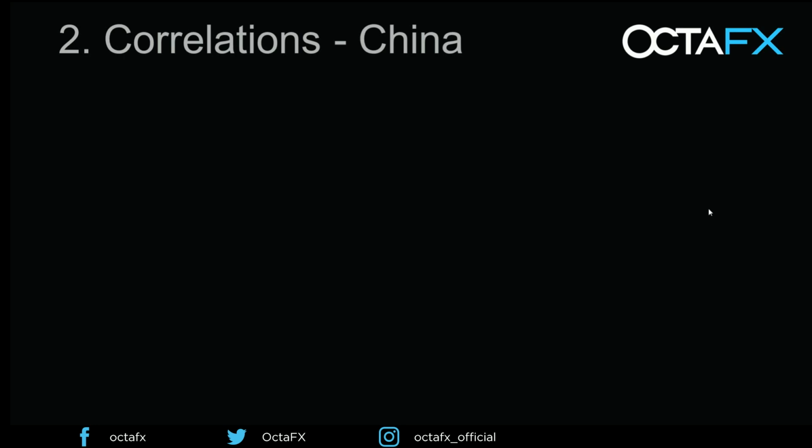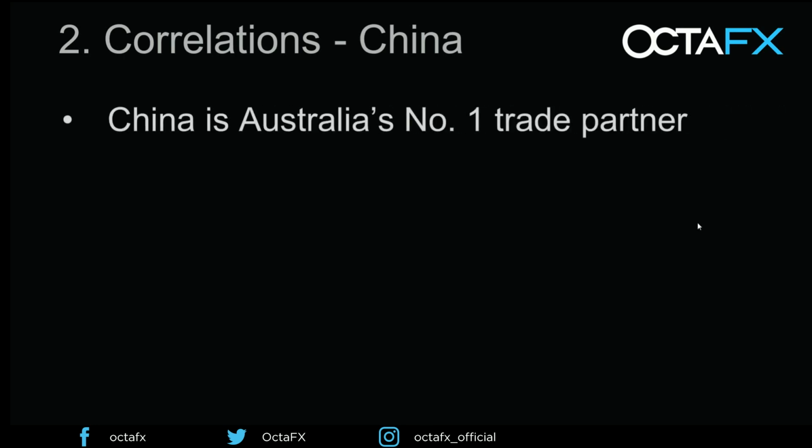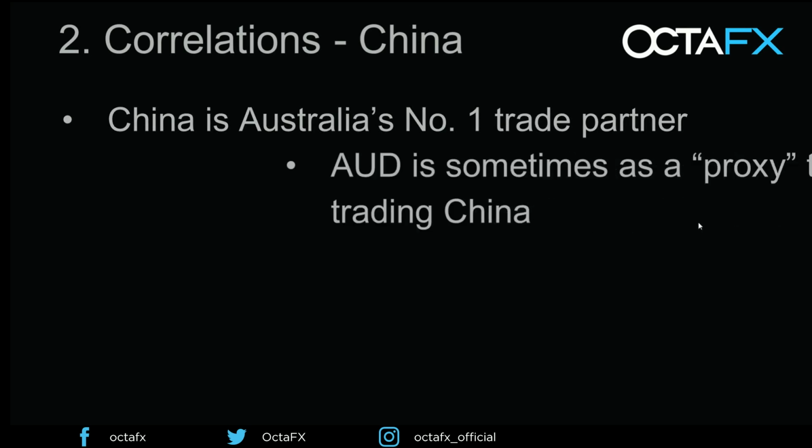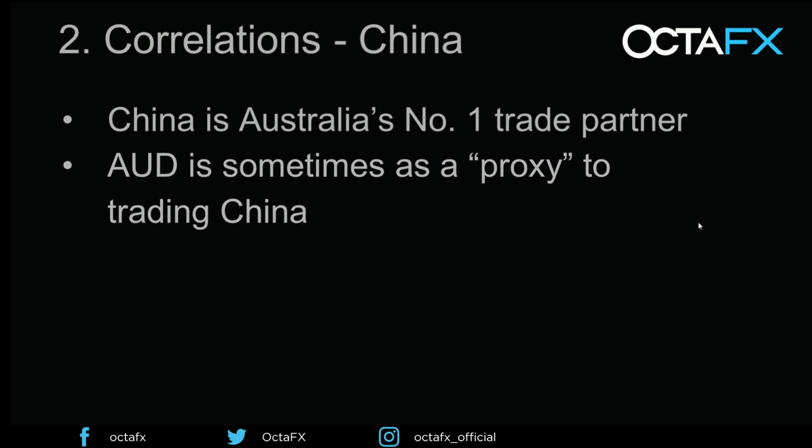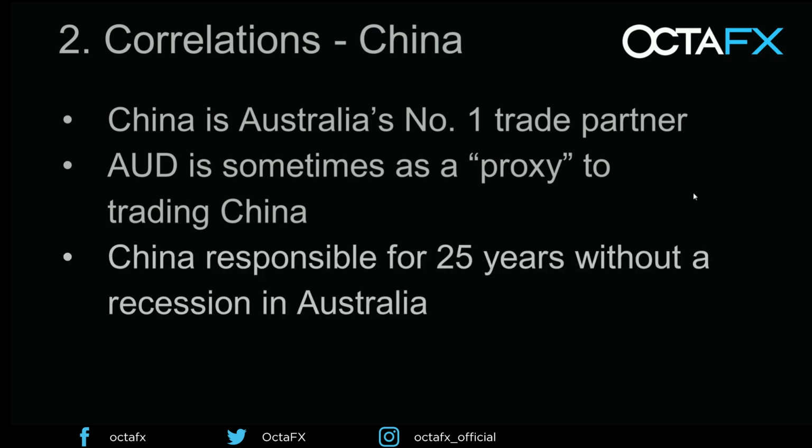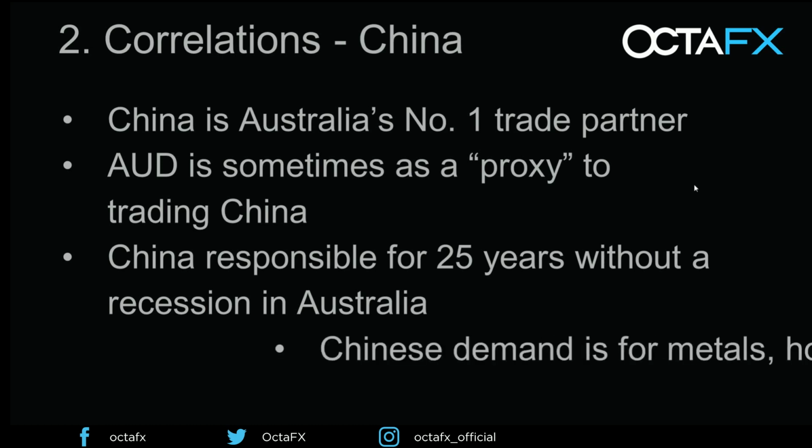Let's move to the second topic, correlations with China. China is the second largest economy in the world, and for Australia, it's the number one trading partner. The Australian dollar is sometimes seen as a proxy to trading China, because the Chinese yuan is more or less pegged to the US dollar, or trades hand in hand, if you wish. So if you want to trade the ups and downs of the Chinese economy, second largest in the world, you trade the Australian dollar. China is responsible for 25 years without a recession for Australia. A very rare occasion where such a big, developed country, Australia, enjoys no recession thanks to the mining boom.